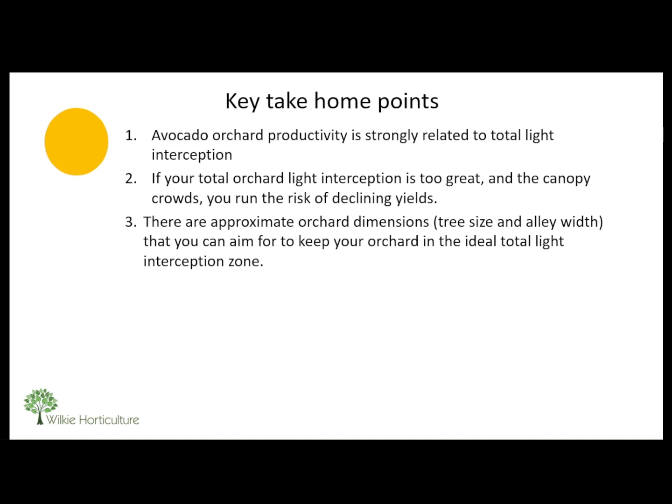Going back to our key take-home points, avocado orchard productivity is strongly related to total light interception. If your total orchard light interception is too great, you do run the risk of yield decline. And we showed you those approximate orchard dimensions to know whether you're in the optimum zone or potentially the danger zone.